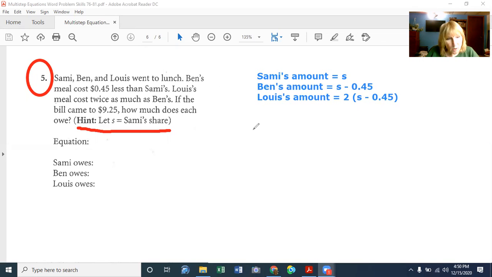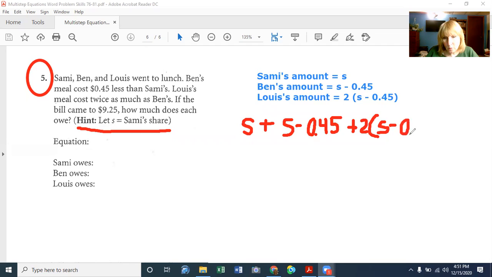then we know that their total bill came to $9.25. So you're going to have Sammy's bill, S, plus Ben's bill, S minus 0.45, plus Louis's bill, which is 2 times the quantity S minus 0.45, equals, and then they tell you in the problem, the total bill was $9.25.